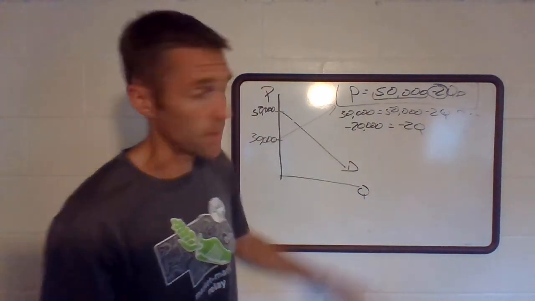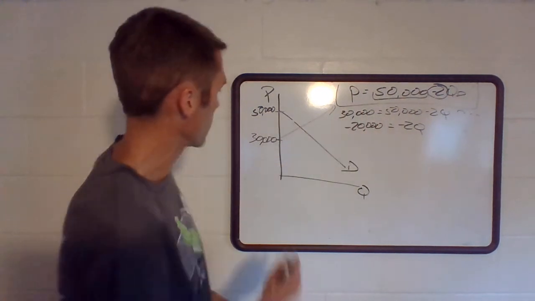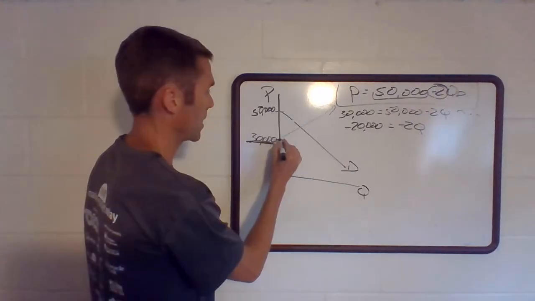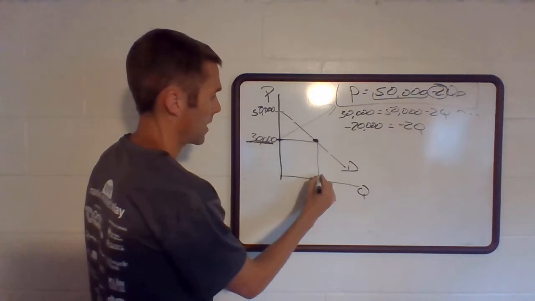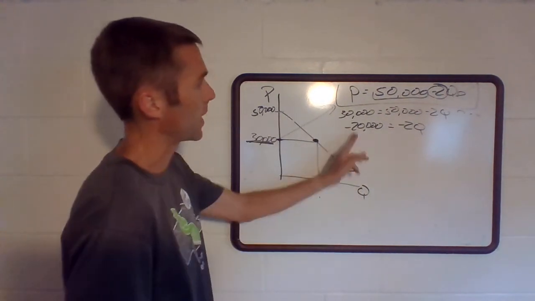And I know I go too fast sometimes. So all I'm doing is I've got 30,000 in for P. I've said I'm defining this P. Plug it in and spit out what that quantity is. Tell me what it is, demand curve.